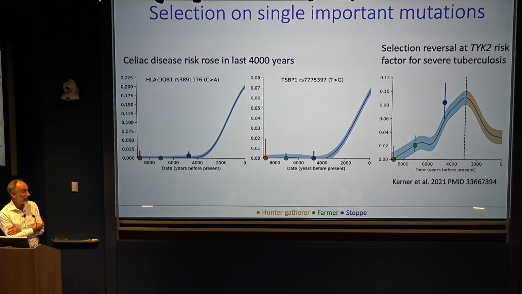Here's a tuberculosis severe risk factor, which has reversed in direction, rocketing down 3,000 years ago before it jumped up in frequency, selection in both cases. So maybe this is exposure to tuberculosis for the first time, or maybe something else.